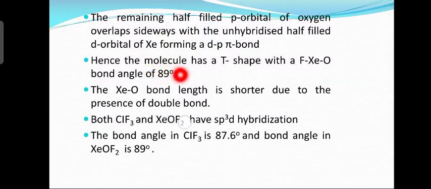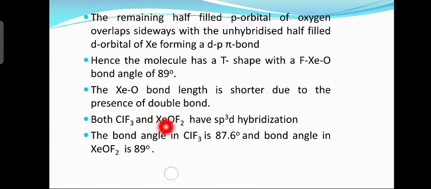The molecule has a T shape with an F-Xe-O bond angle of 89 degrees. The xenon-oxygen bond length is shorter due to the presence of a double bond. Between xenon and oxygen there is a double bond, therefore it is shorter. A double bond is always shorter than a single bond. The shorter the bond, the stronger the bond. Therefore it is a strong bond because it is shorter.